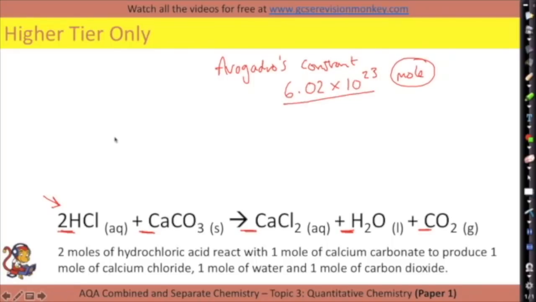Moles relate to relative formula mass in an equation that we'll talk about on the next slide. However, quite simply, the relative formula mass in grams is how much 1 mole weighs.